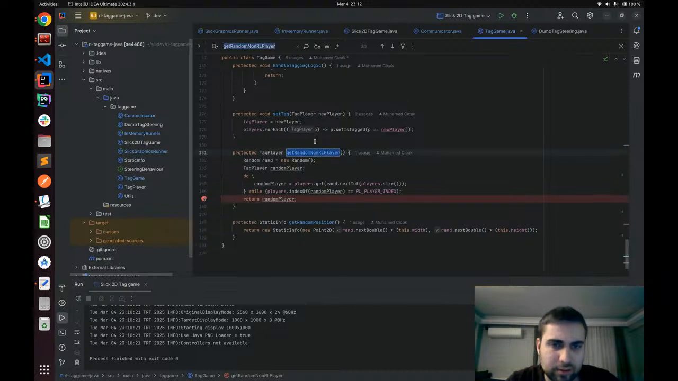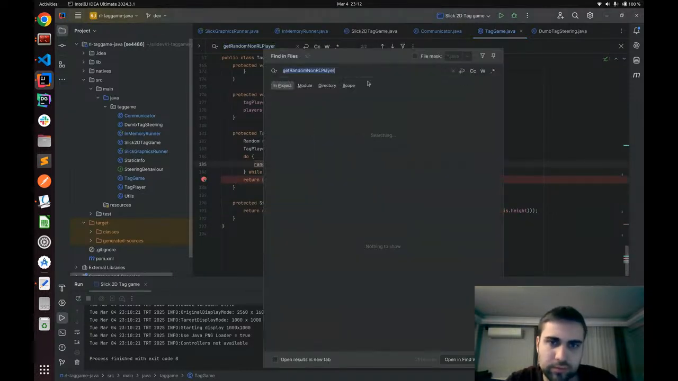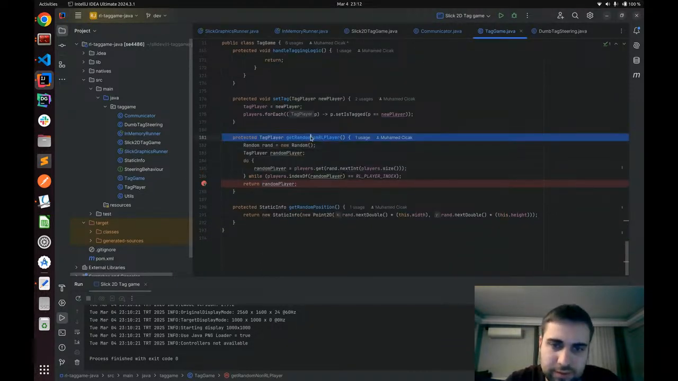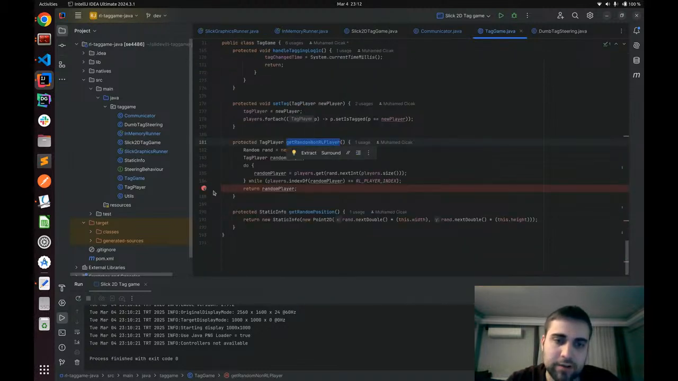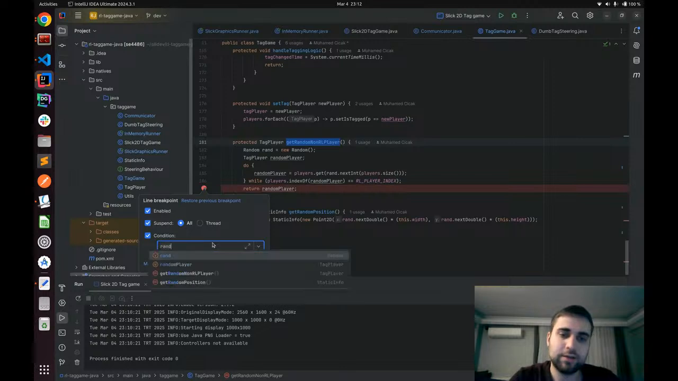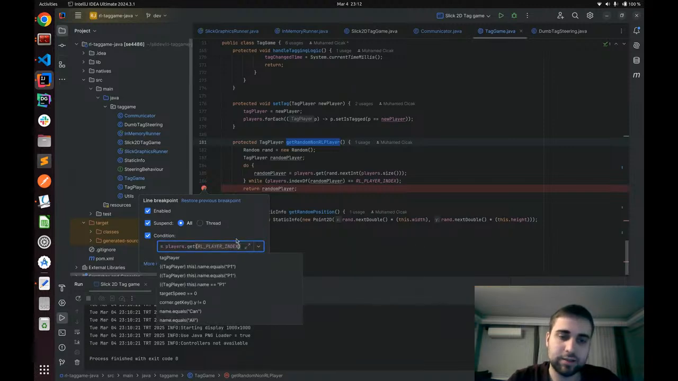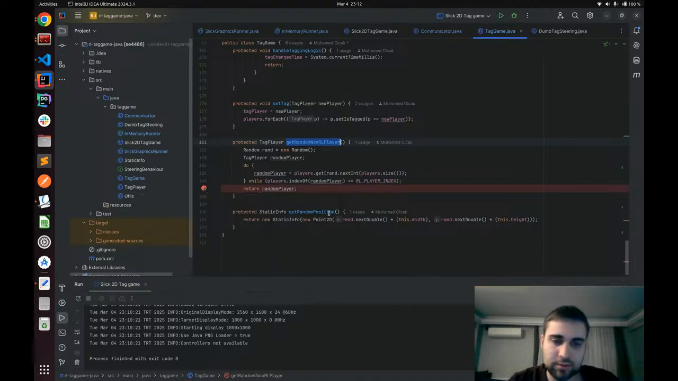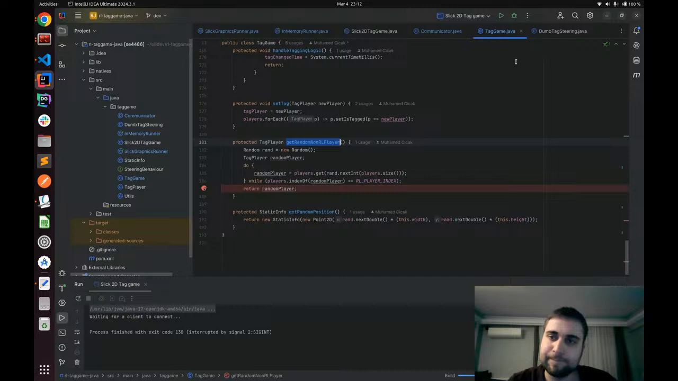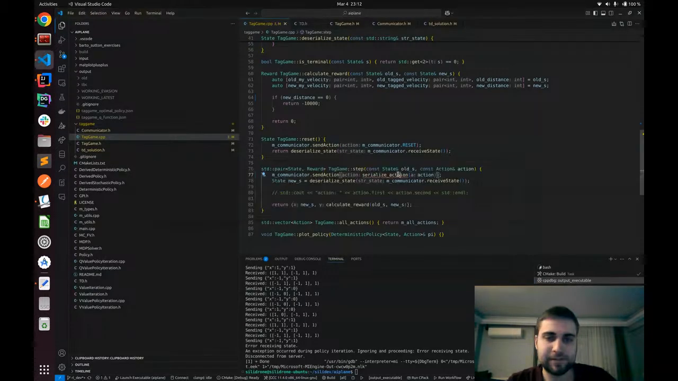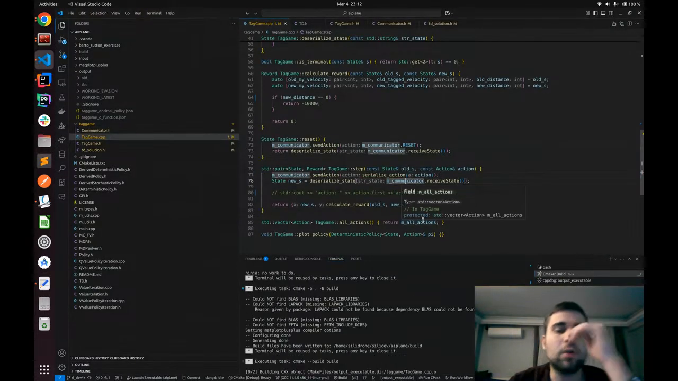Wait, what? Where did I use this? Set tag, no? Ah, okay. No, that's not what I meant. What I meant is random player equals players dot get RL player index. Maybe, yeah. Hmm. Have to run that.